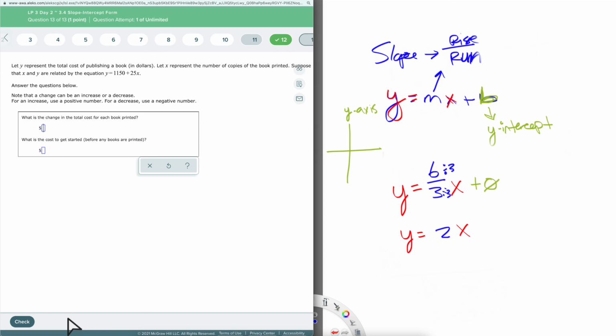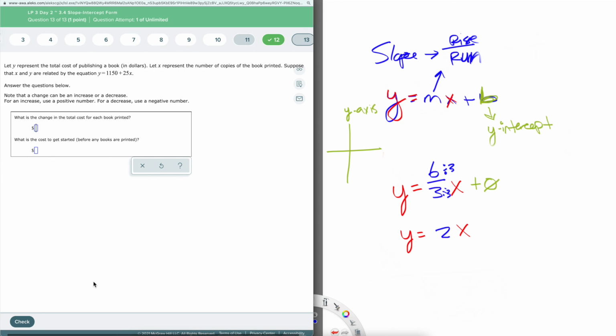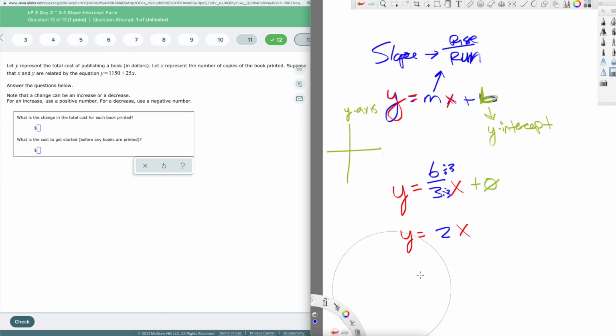Okay, we are on our last one here. So let y represent the total cost of publishing a book. Let x represent the number of copies of the book printed. So we didn't get any kind of story here. It just started giving us some information. But if we stop and think for a second, I'm sure we can figure out, okay, well, it's talking about the cost of publishing a book, copies of a book. I can figure out, okay, I must be printing books and it costs me money. So we can put the story together in our own head.